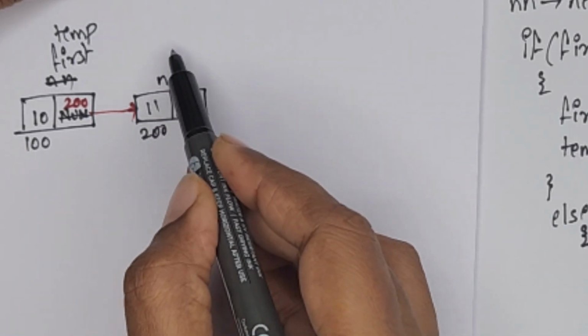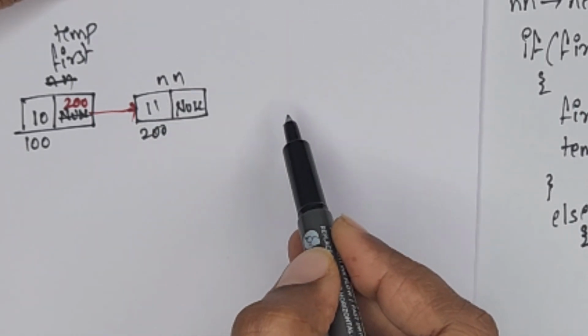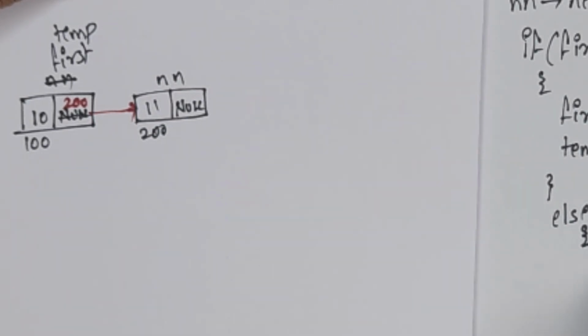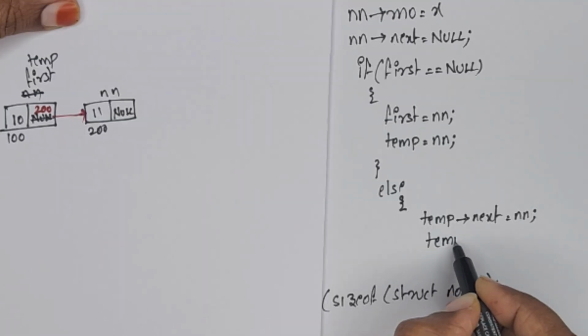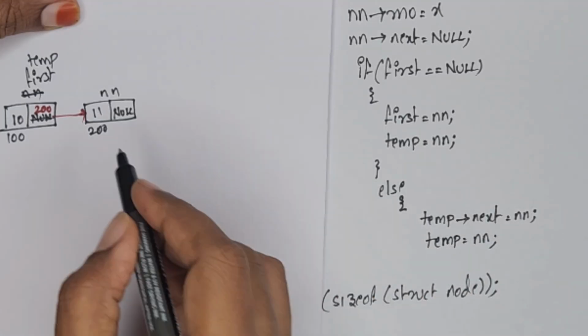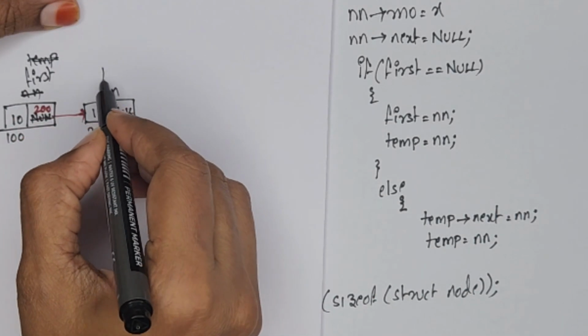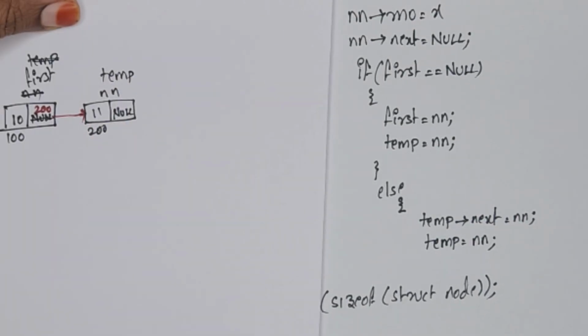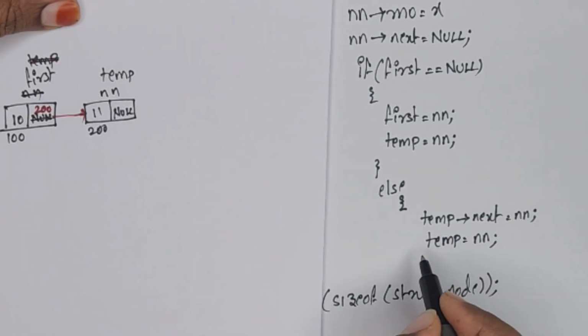Now it becomes temp. So after temp you can easily add a new node. Now new node is assigned to temp, so temp equals new node. Now this is the first node, this is the temp node, and I'm going to close this else part.